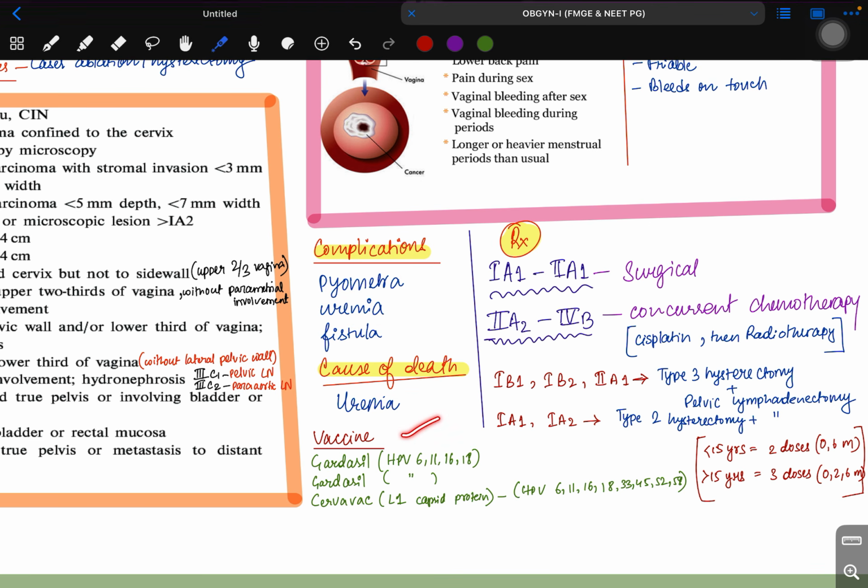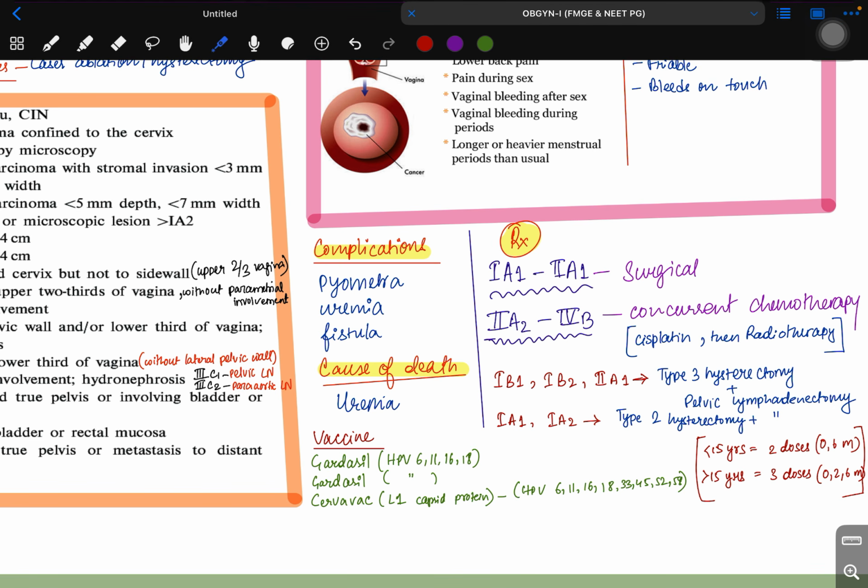What vaccines can we give? Gardasil, which is for HPV 6, 11, 16, 18. Gardasil 9, so it is also for 6, 11, 16, 18. And Cervavac, this is the Indian version of Gardasil. This is the L1 capsid protein, okay, and this can be given for HPV 6, 11, 16, 18, 33, 45, 52, 58. What is the treatment for 1A1 to 2A1?